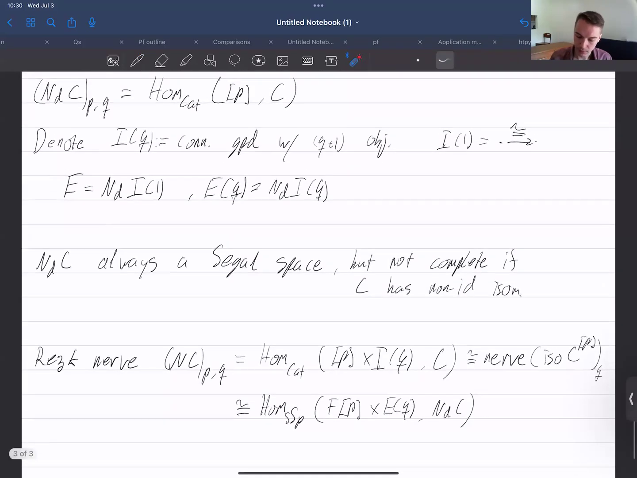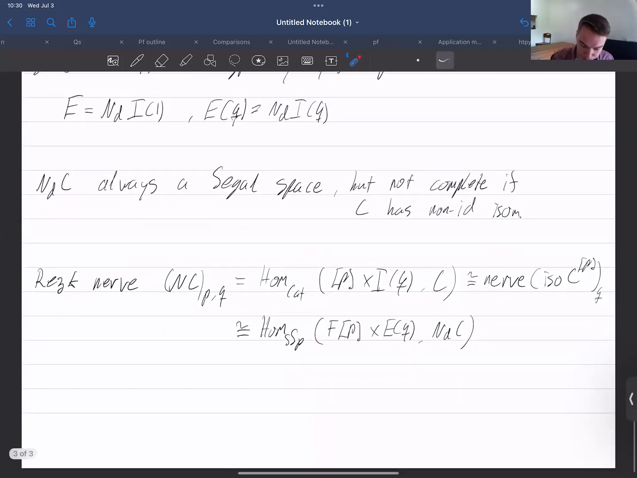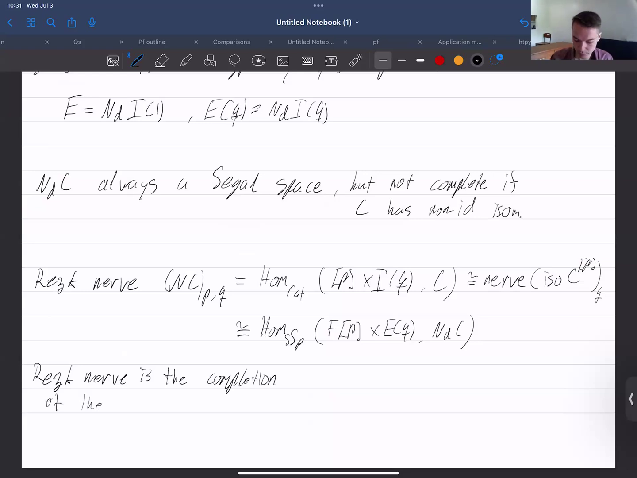Right, so all of these nerve constructions are of this form, where we have some kind of diagram here, and then mapping to our object C. So now looking at this, this is saying that this Rezk nerve is in fact a nerve construction defined by this particular simplicial diagram, applied to the discrete nerve. So you can think about this Rezk nerve as the completion of the discrete nerve.